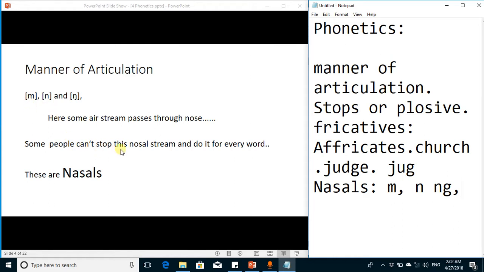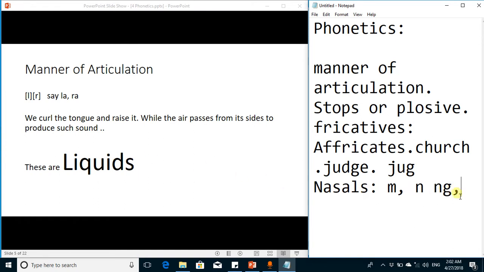And next is the group of liquids, and liquids are the sounds for which we curl the tongue and raise it while producing the sound. Just try saying L, R. You will observe that you curl the tongue and raise it for pronouncing these sounds.